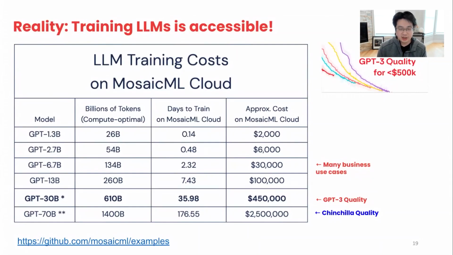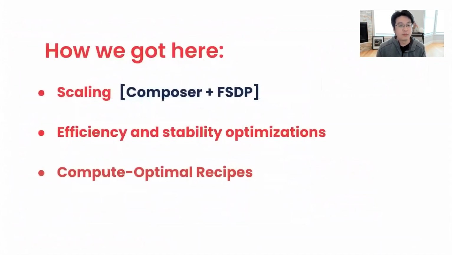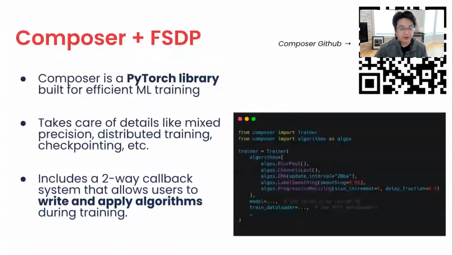And getting up to GPT-3 quality in terms of the scaling laws costs around $450,000 to train. So these are not as expensive as folks think they are. And the field, including us, is spending a lot of time continuing to bring more efficiency and innovation into the model training space to reduce these costs down even further. So how are we able to do that? It's a combination of really good scaling tools that we've built, a good number of efficiency and stability optimizations, and then using compute optimal recipes.